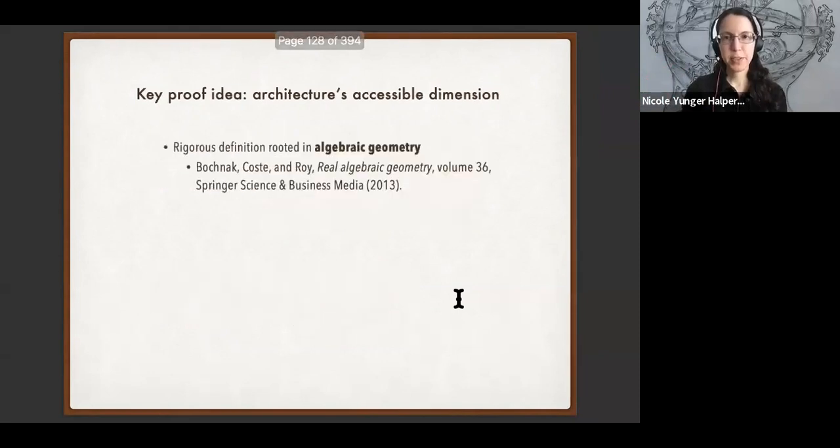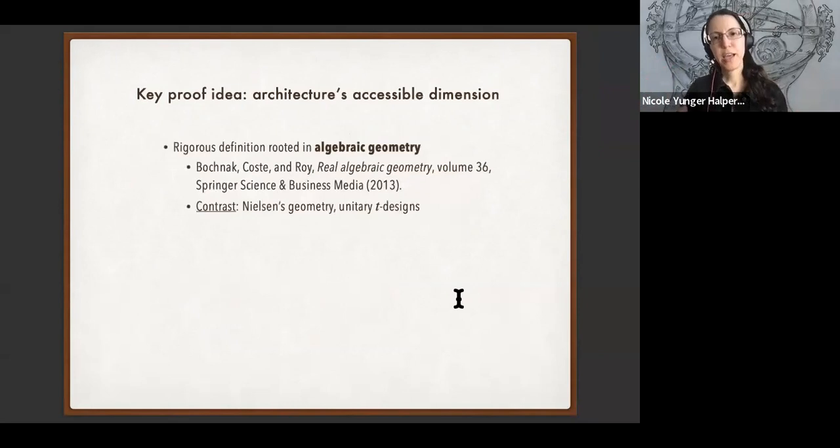To be more precise, I need to introduce some algebraic geometry. So just very basic algebraic geometry. And we're going to use the toolkits of algebraic geometry and differential topology, which are quite different from the toolkits that are very commonly used to characterize quantum complexity, namely Nielsen's differential geometry and unitary T-designs. But the algebraic geometry toolkit gives a different perspective that turned out to be very useful.